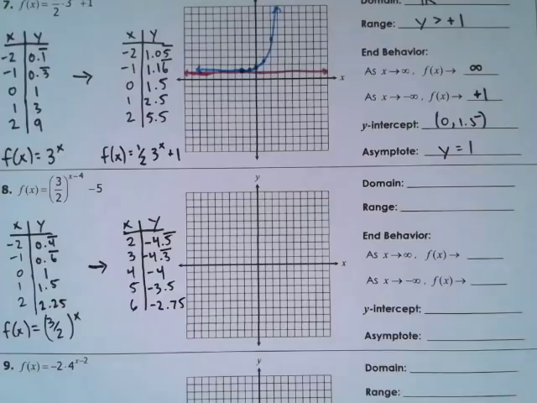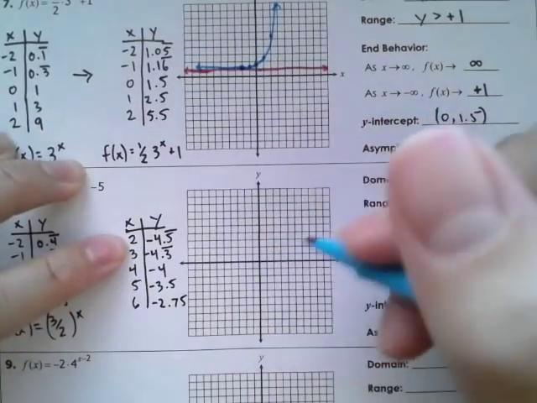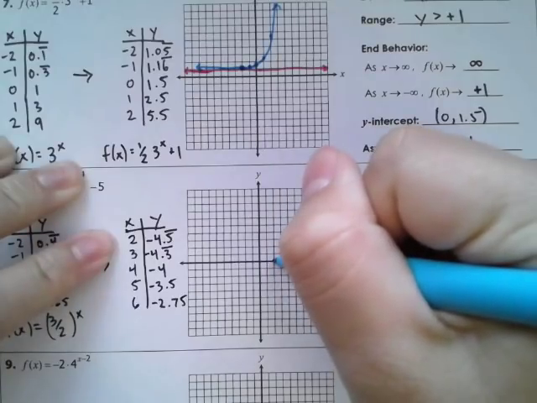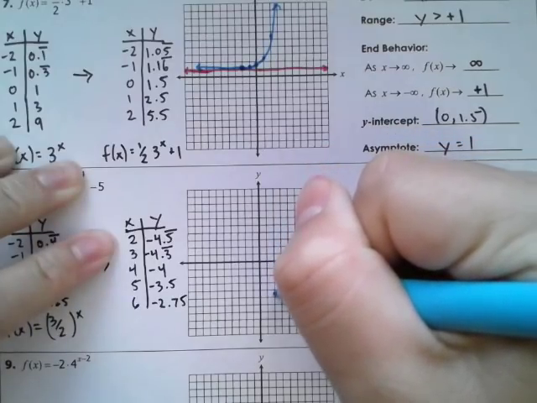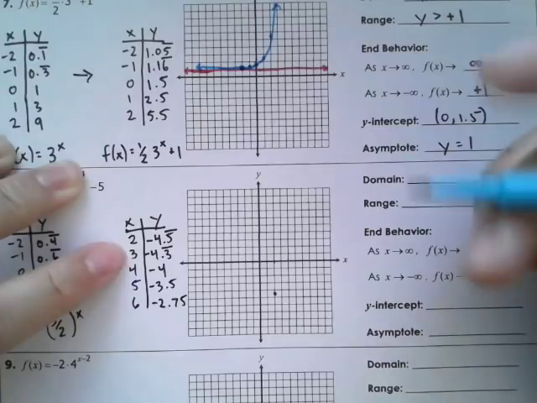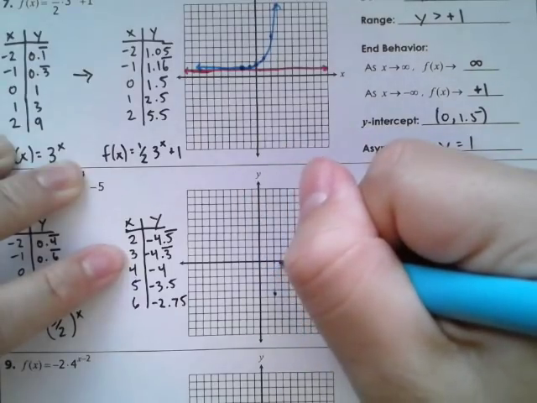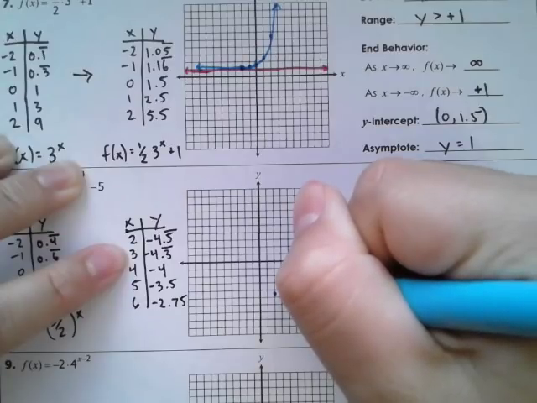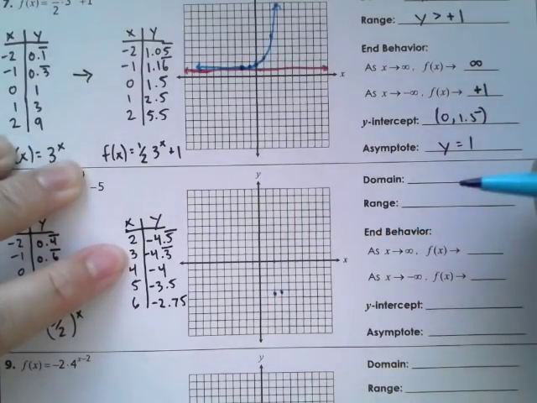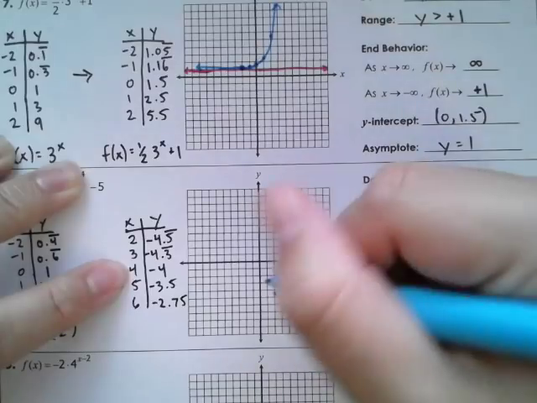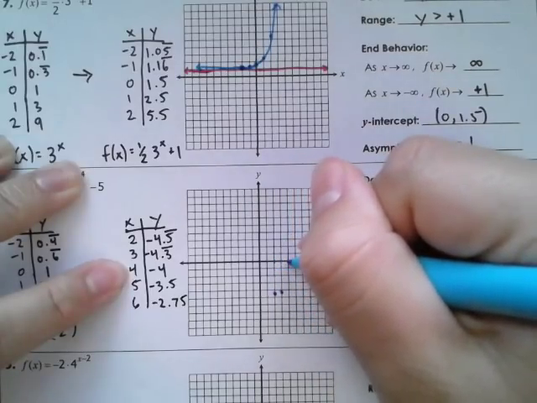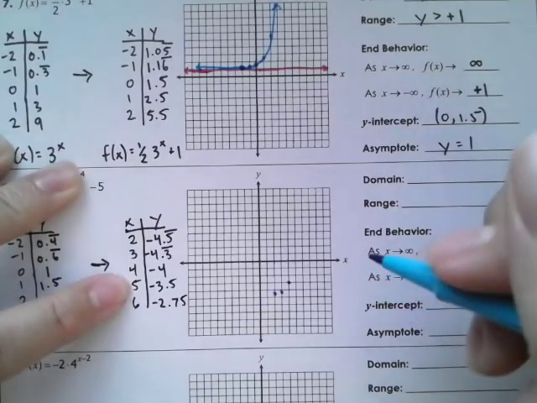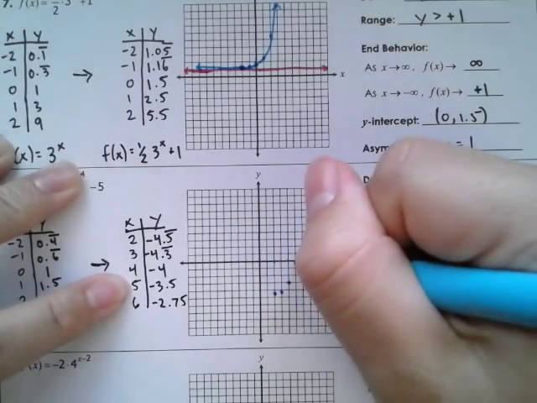Now let's plug these in, graph these. At x is equal to 2, I get negative 4.5 here. At x is equal to 3, I get negative 4.3, so closer there. At 4, I get negative 4 there. And then at 5, I get negative 3.5.